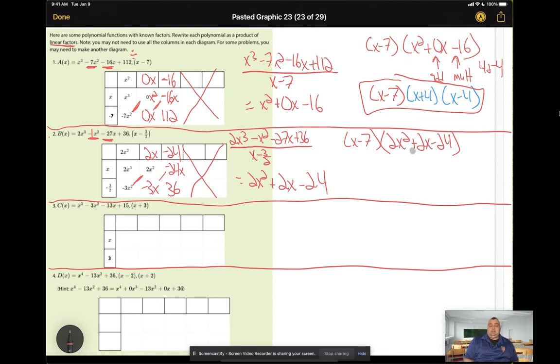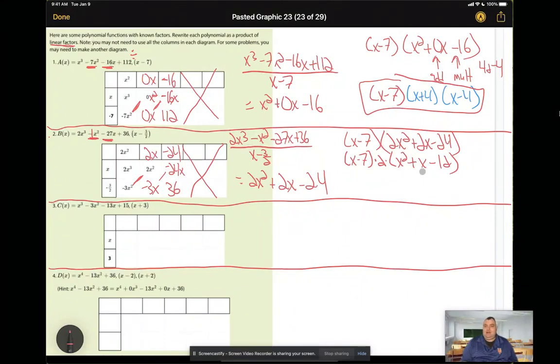Now this one is interesting because all of the terms are even, so I can actually factor out a 2. So watch what I do here. I can take out a 2. If I take out a 2, this becomes x squared plus x minus 12, right? If I take out the 2, that means I have to divide everything in here by 2. And I end up with x minus 7 times 2 times x squared plus x minus 12.